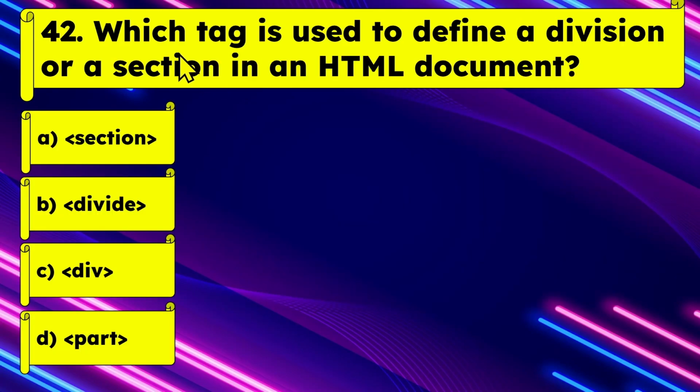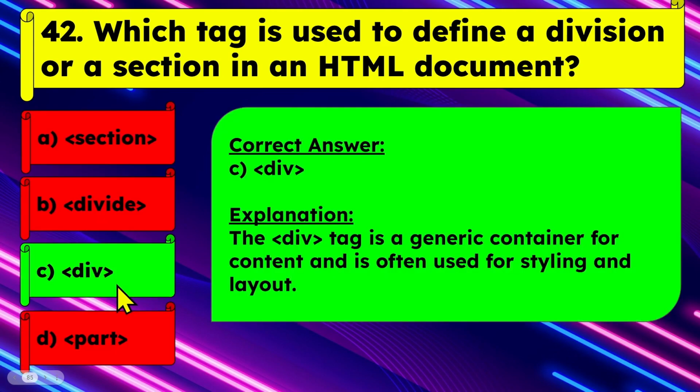Our next question is, which tag is used to define a division or a section in an HTML document? Option A is section tag, option B is divide tag, option C is div tag, or option D is part tag. So here the correct answer is a div tag. You can read that the div tag is a generic container for content and is often used for styling and layout.